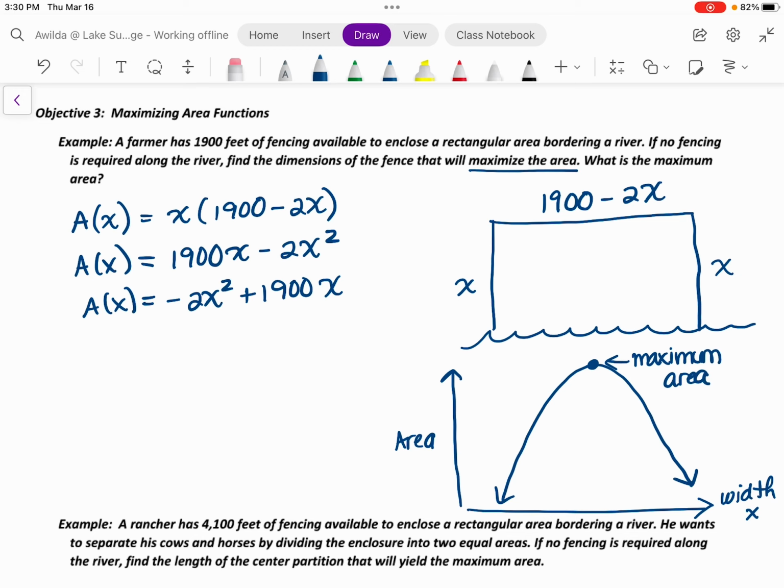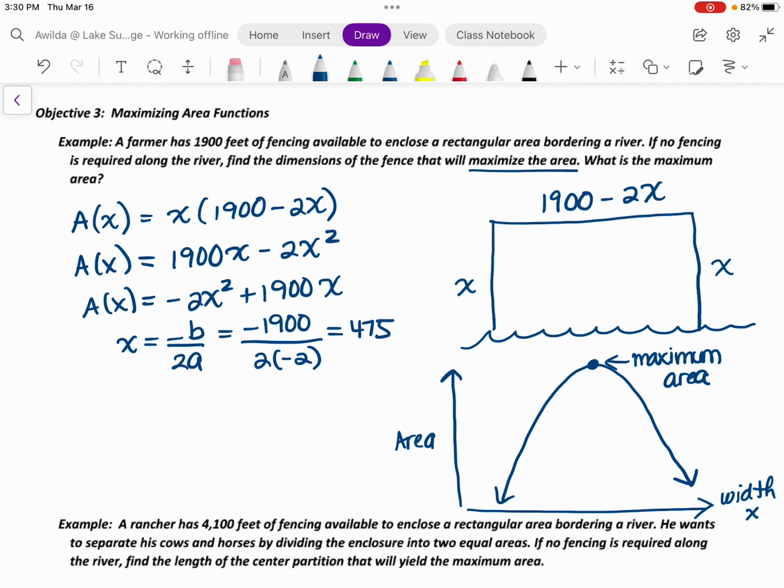So what does x have to be at the maximum area? X is going to equal negative b over 2a, or in this case, negative 1900 over 2 times negative 2. And let's go ahead and calculate that. We get 475. So when x is 475, we'll get the maximum area for this rectangular region.